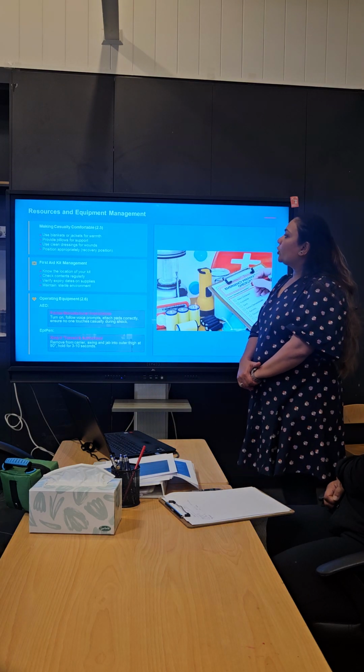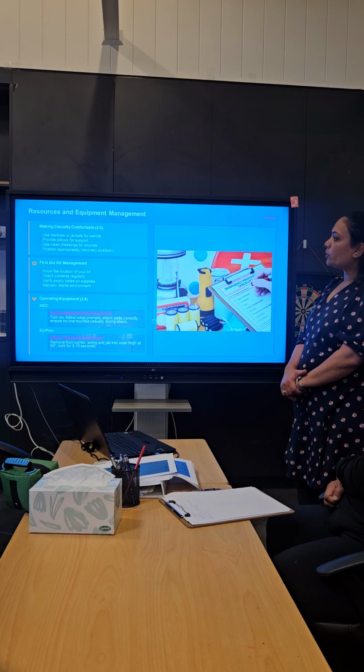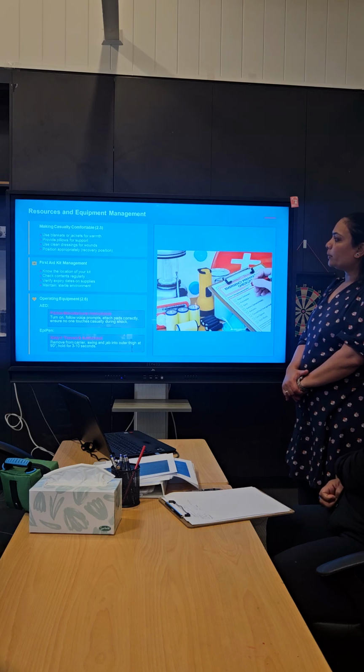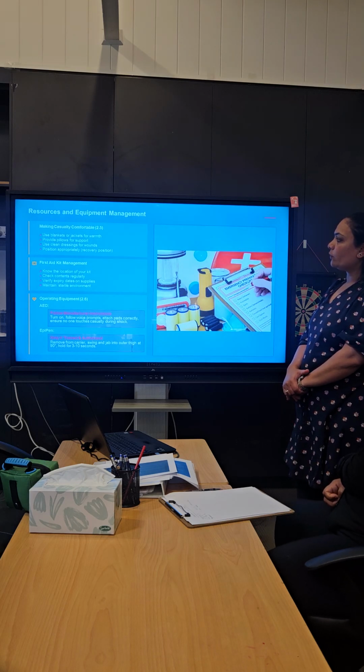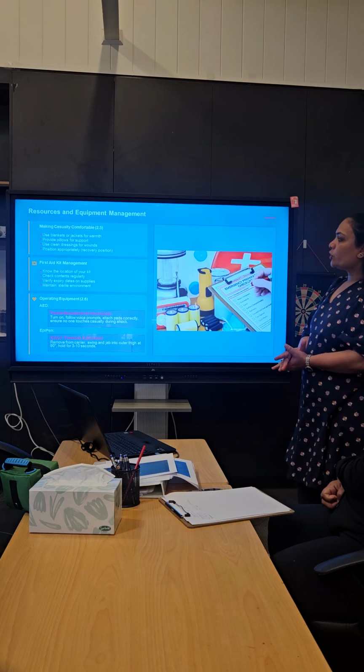Resource and equipment management, making the casualty comfortable. Use blankets or jackets for warmth, provide pillows for support, use a clean dressing for wounds if you're dealing with any cuts or anything. Position appropriately, such as the recovery position.